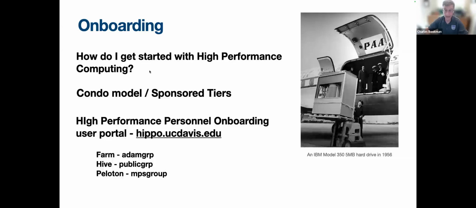Peloton has a sponsored tier for College of Letters and Sciences. So if you're a member of that college, you can select MPS Group. And once you are approved, then you can get access to the clusters.